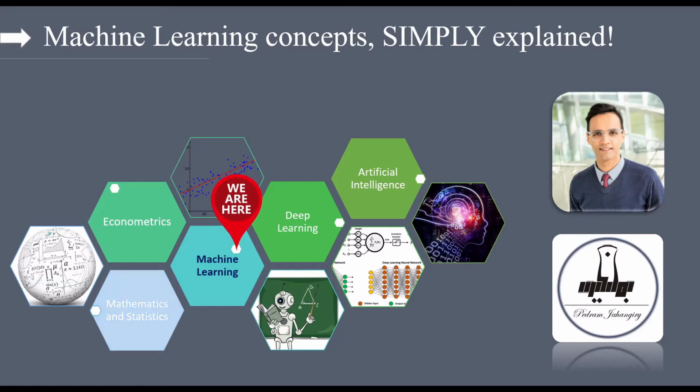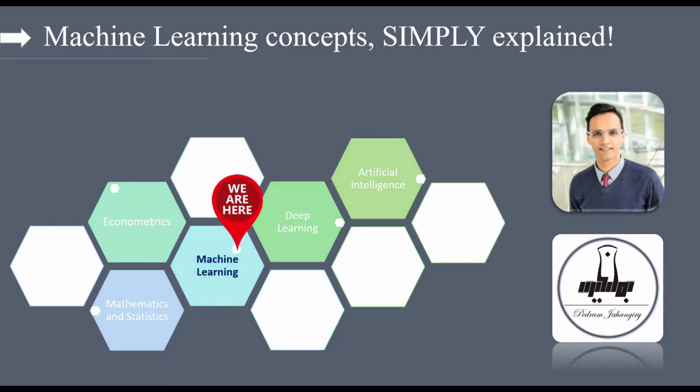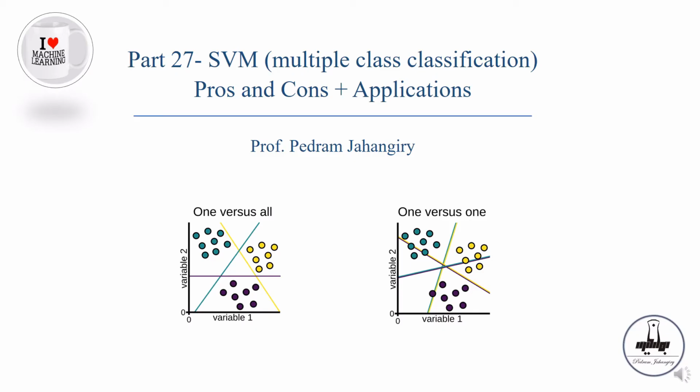This is another episode of my crash course in machine learning concepts, simply explained. Alright, part 27. In this episode, we're going to talk about how we can apply SVM to multiple class classification. And then we'll discuss the pros and cons of this machine learning algorithm. And finally, we're going to conclude with its application in finance. Okay, so let's dig into it.